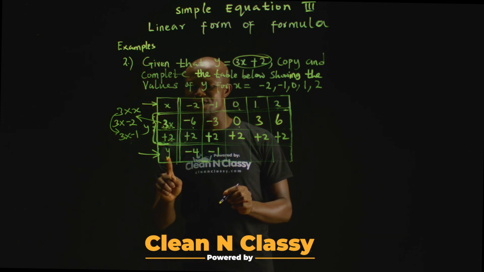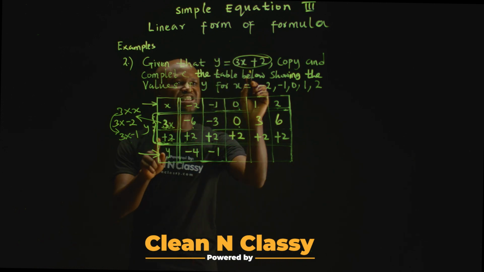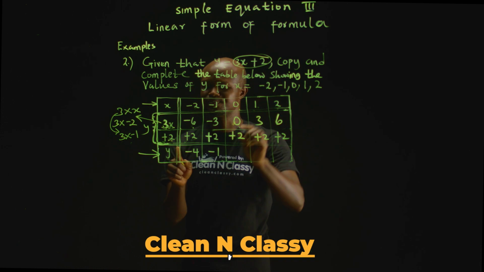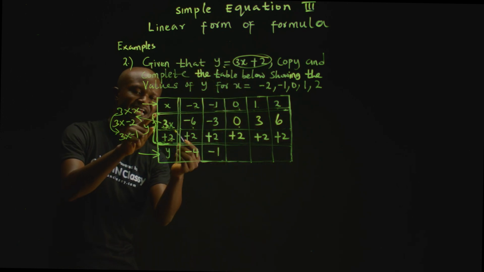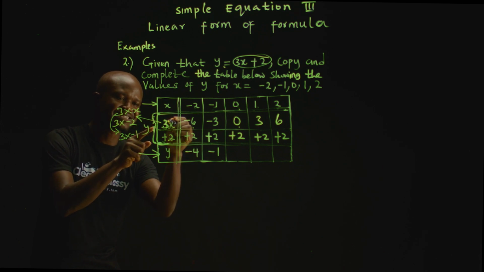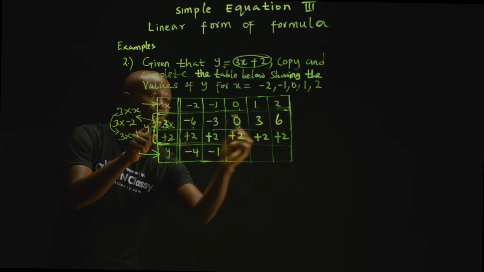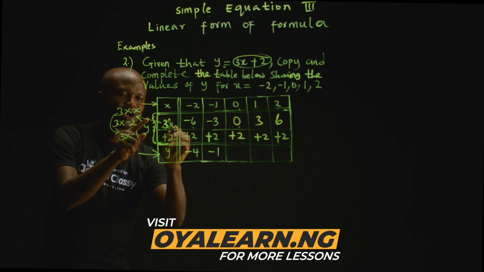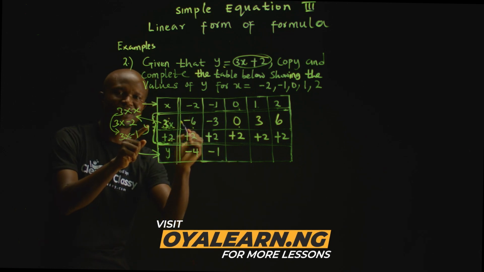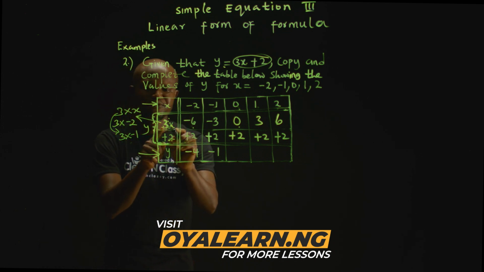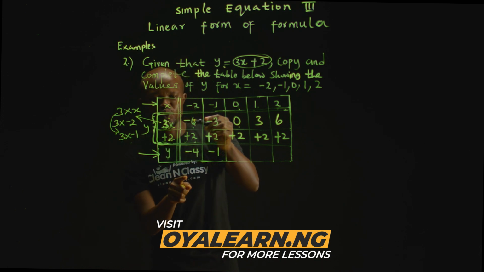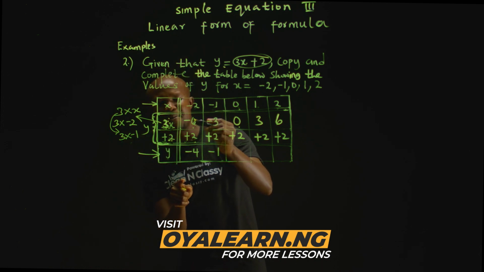Now, for us to get the value of y, you will notice from the question, y equals what? 3x plus 2. So it means that for us to get the value of y, this is the process. We are going to add this particular row and this row, adding the equivalent values in each cell together. Now, for this 3x, we have -6, and for plus 2, there's plus 2 here. So we are going to add this to this.